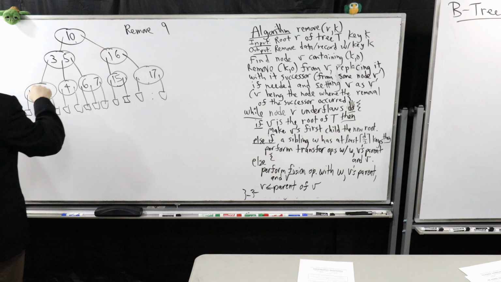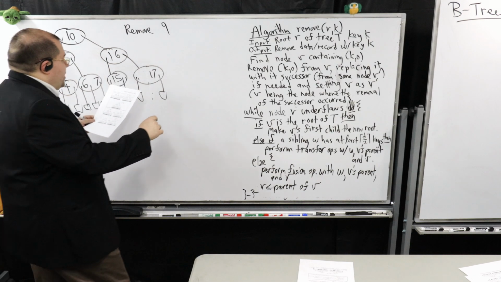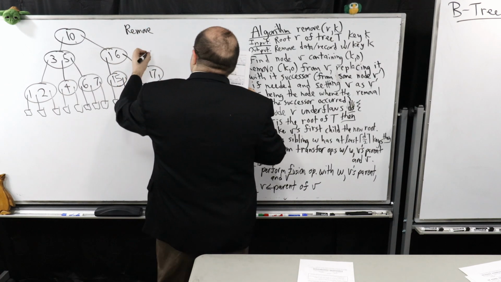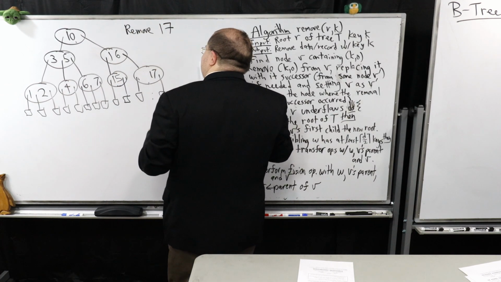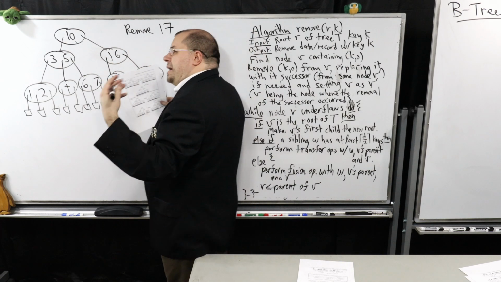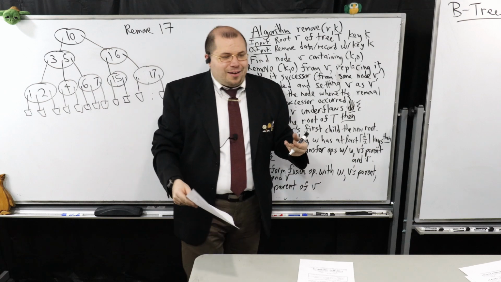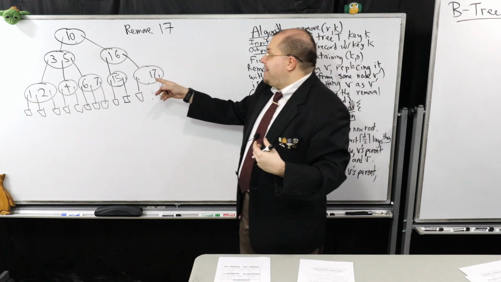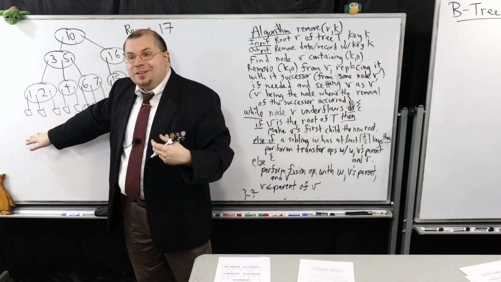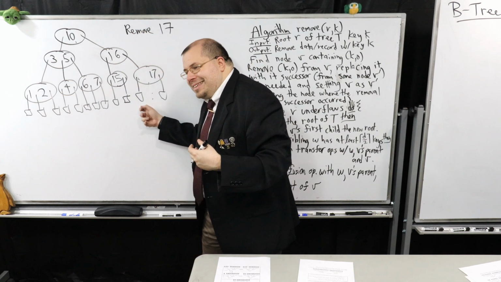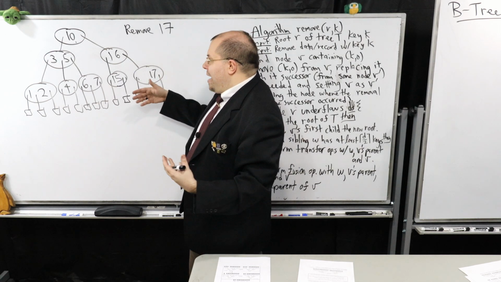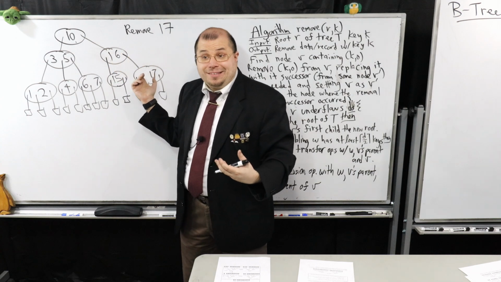So let's do another example. Instead of 9, let's remove 17. Let's try removing 17. So 17's right here. One thing I'll tell you up front is that whenever I am at a node that isn't among the parents of the bottommost level, the ones right beside the leaf nodes, you know right away that you're just going to replace it with the successor.